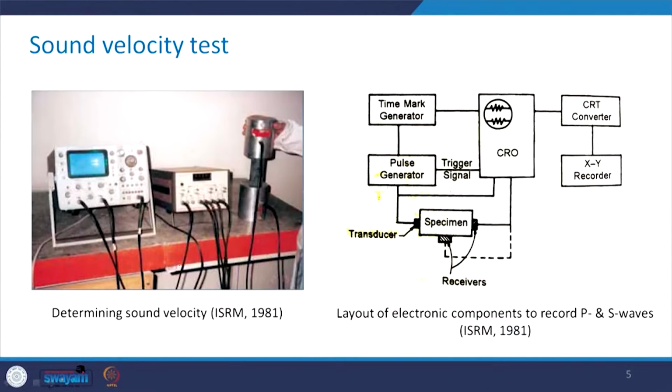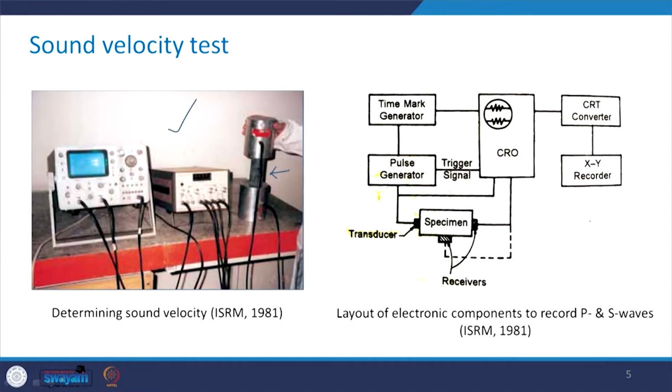This is the layout of electronic components to record P and S waves, and this is the picture of the setup, which I have taken from ISRM 1981. You can see that the specimen has been mounted between the two transducers. One is acting as a pulse generator, where the pulse hits the specimen, then travels through the specimen and is received at the other end.